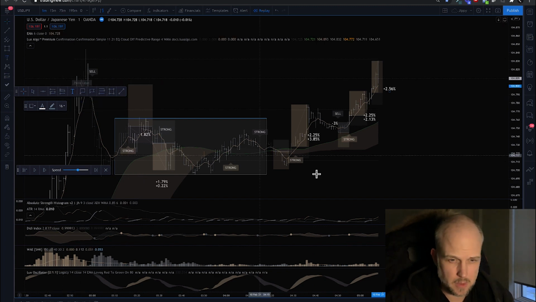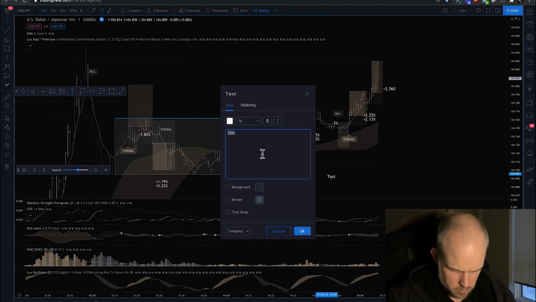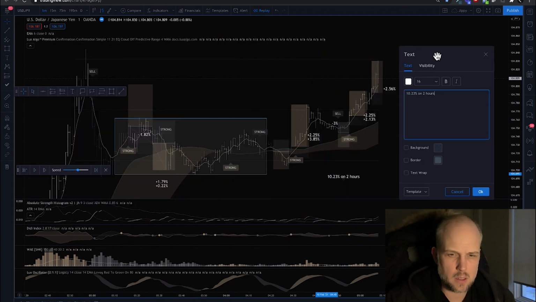Beautiful. What did I say? 10.23. So that's 10.23% on 2 hours of trading. That is a nice day.